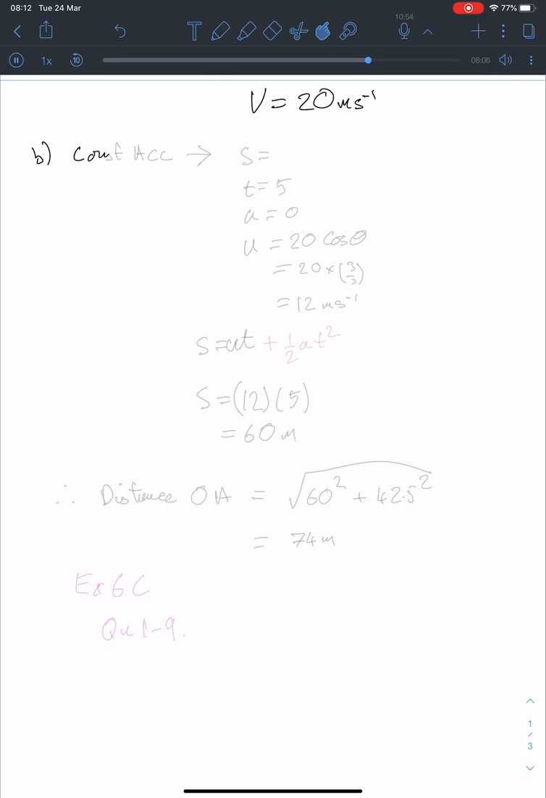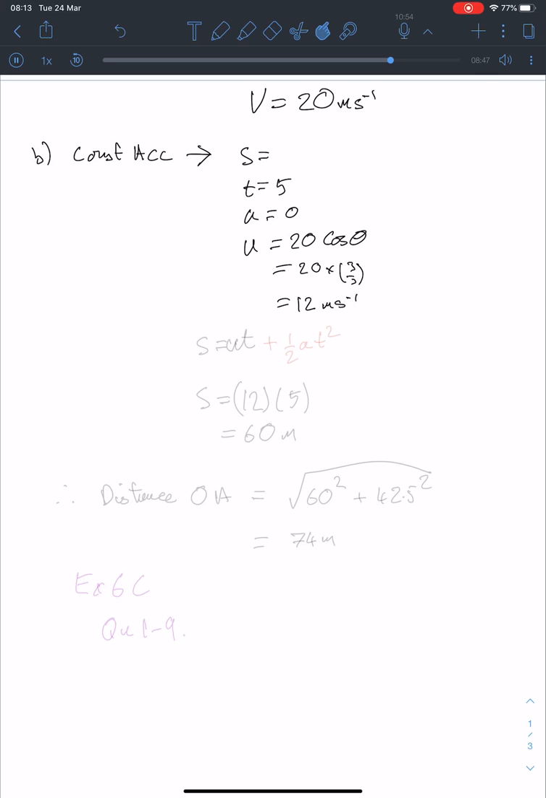So it's constant acceleration, positive horizontally. We know s is what we're trying to work out. t we know is 5 because it's the same time of flight as before. a we know is 0 because there's no horizontal acceleration. And we know that u is 20 cos theta. Cos of theta this time is 3/5 from our triangle. So we've got 20 times 3/5, which is equal to 12 meters per second.